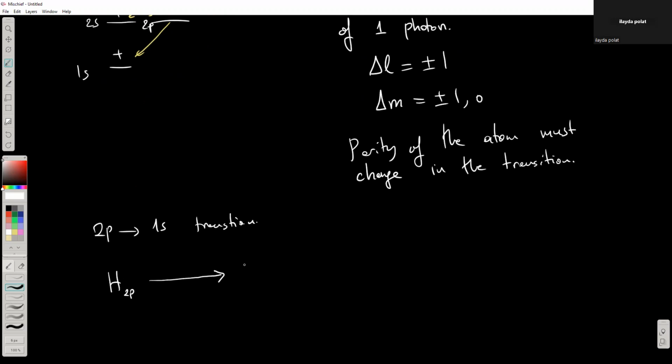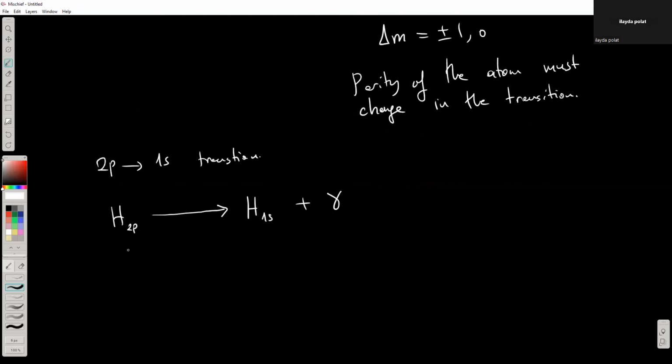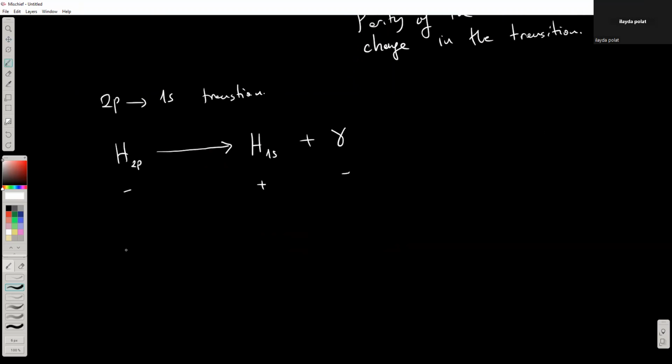So I'm going to write this in like a chemical reaction kind of thing. In this transition, a single photon is emitted, and the hydrogen atom is transformed into this. So in this case, the parity is -1 for the 2p state and +1 for the 1s state. So therefore, the wave function for the photon should have negative parity. I can actually express it like that.